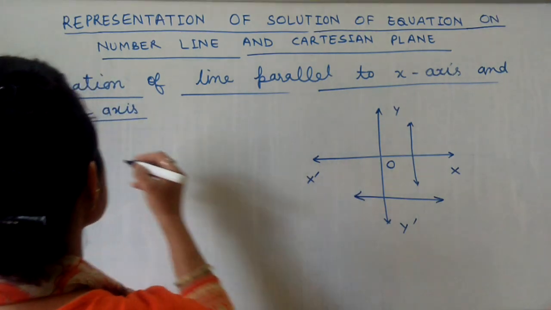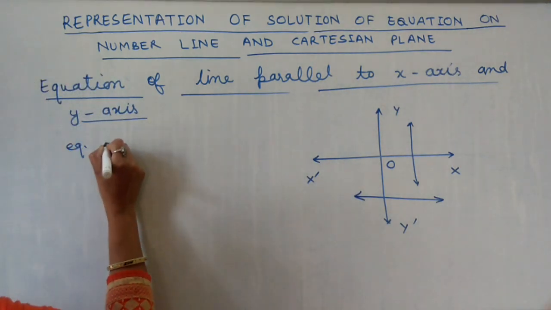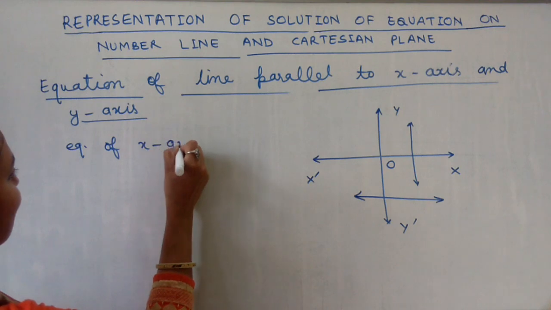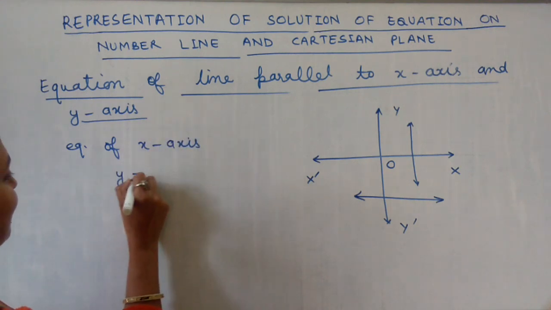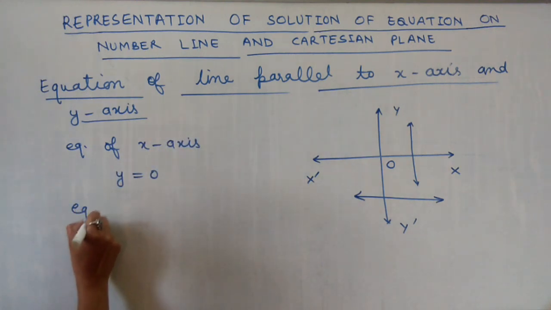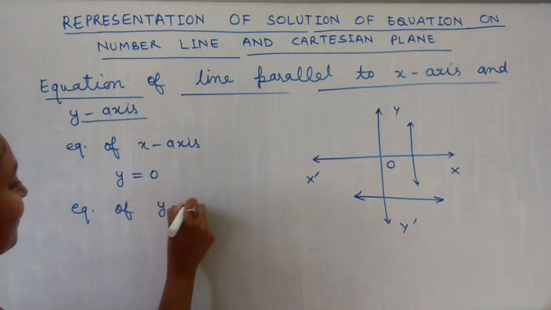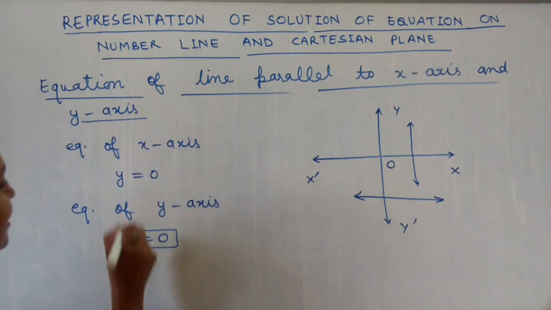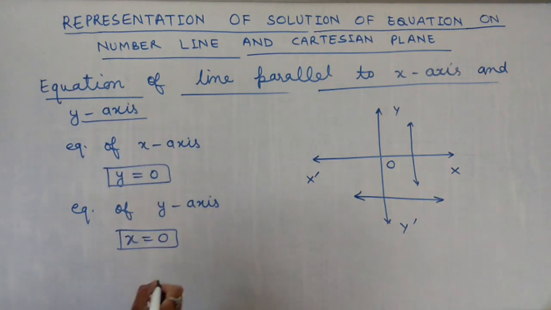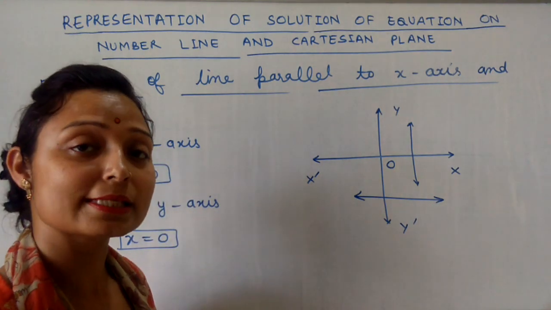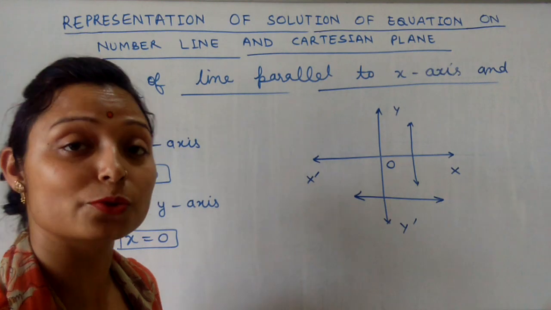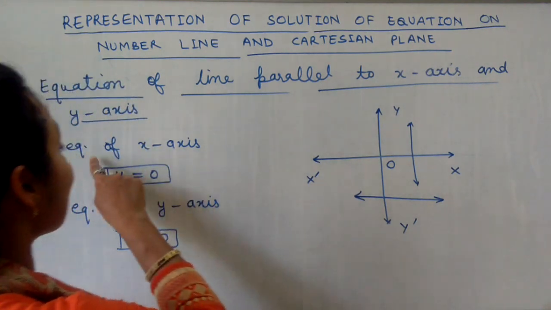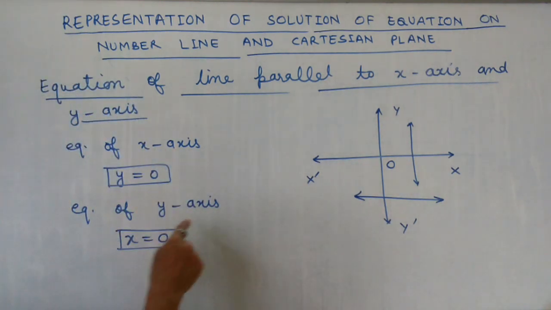Okay, the equation of the x-axis, that is y is equal to 0. The equation of the y-axis, that is x is equal to 0. So these are the equations of the x-axis and y-axis. We should know about these because they come in MCQs also. Okay, so this is the equation of the x-axis and this is the equation of the y-axis.